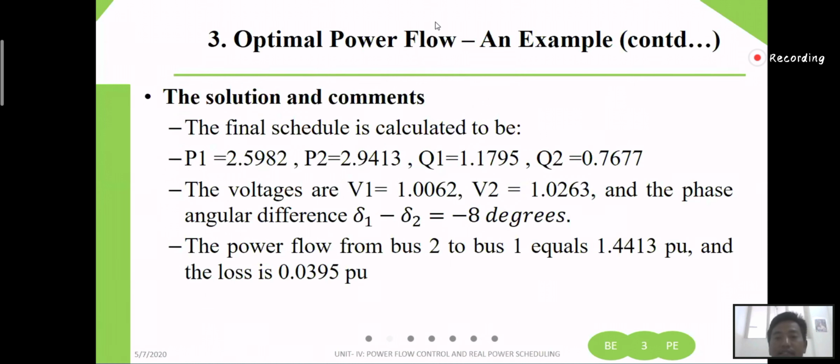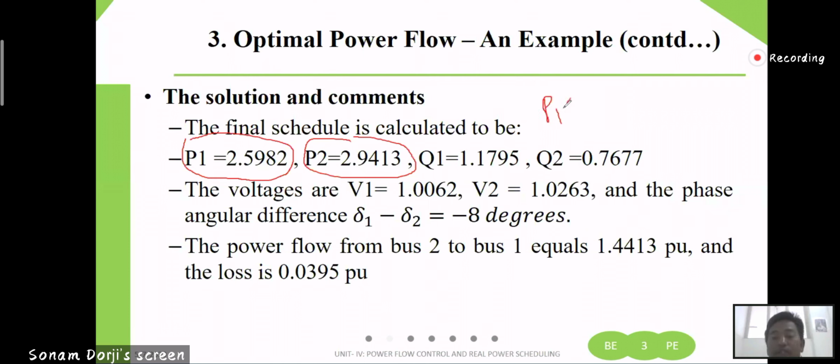Actually, the final answer you will get is this. P1 should generate 2.5982 and P2 should generate 2.99431, which means it is not violating our constraint. P1 maximum, it says 3 per unit, so it should not go beyond. Here P1 is coming out below 3 per unit and P2 is also coming out to be 2.94, which is below 3 per unit.